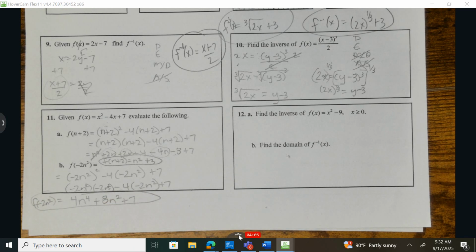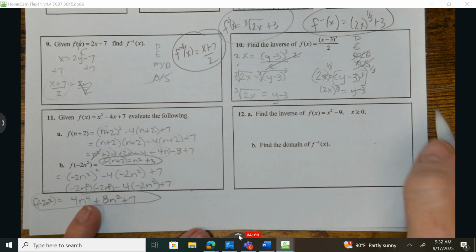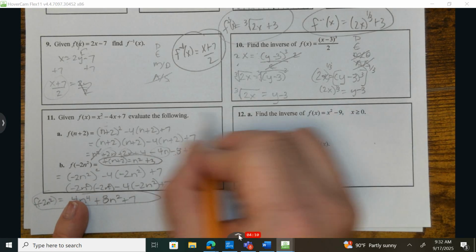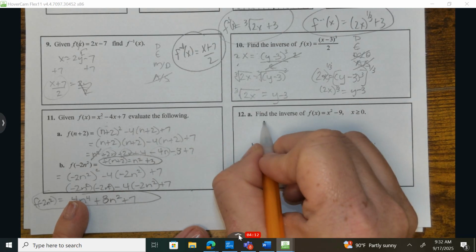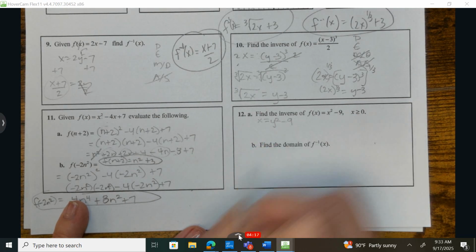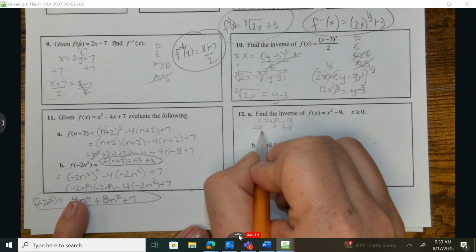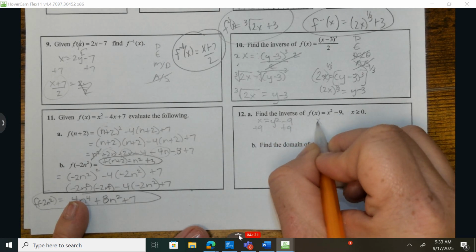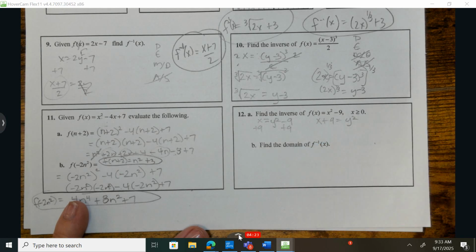Let's look at number 12. Number 12, we need to find the inverse of this. So let's start just like we did with questions 9 and 10. Let's switch the x and y. x equals y squared minus 9. I'm going to add 9 to the other side as I work on isolating the y. x plus 9 equals y squared.